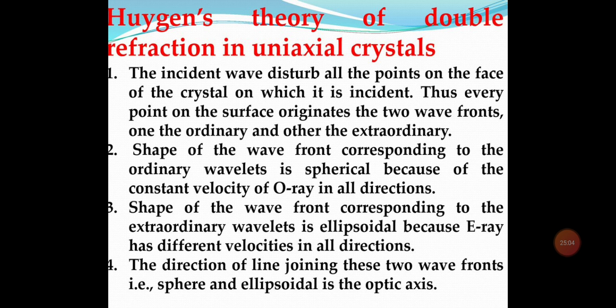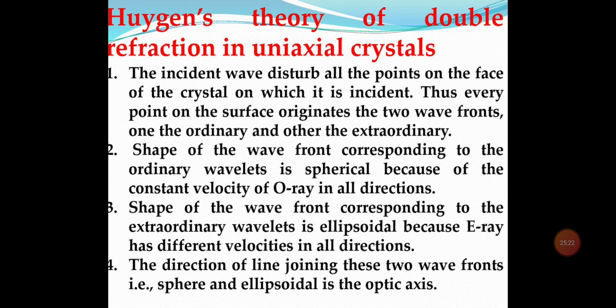So summing up Huygens' theory for a uniaxial crystal, we can say that the incident wave disturbs all the points on the face of the crystal on which it is incident. So every point on the surface originates two wavefronts. One is ordinary and another is extraordinary.